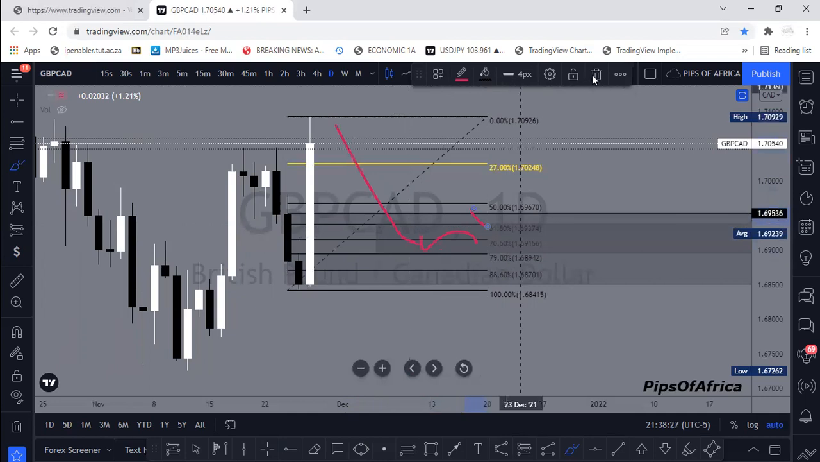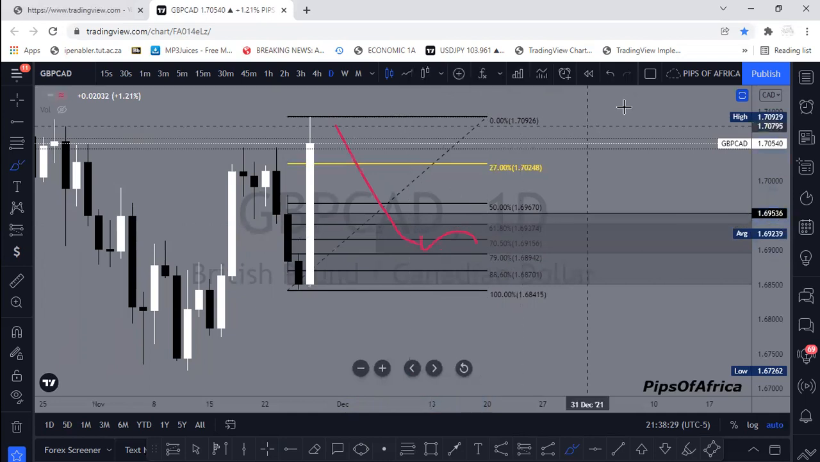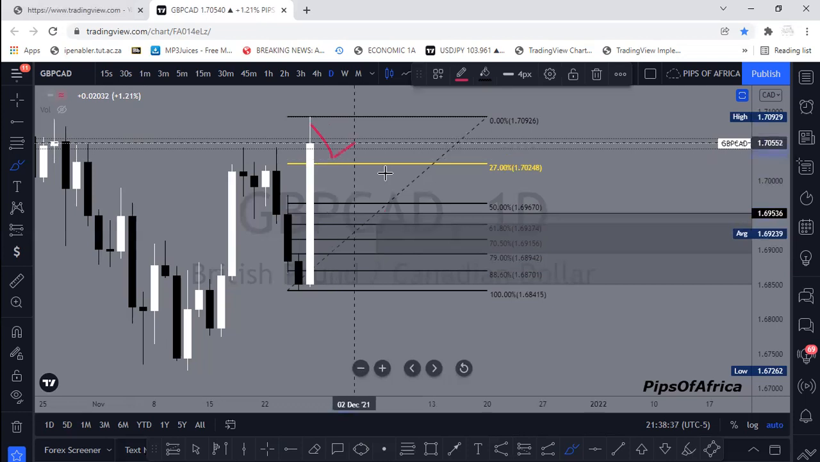Let me delete this one. You'll see the market coming back down like this, like this, like this.